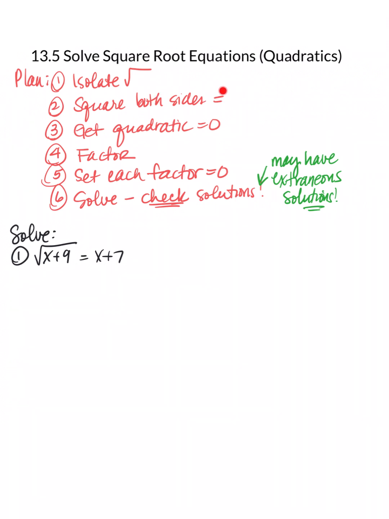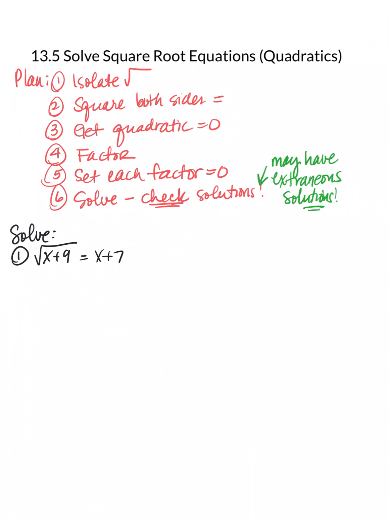Once we square both sides today, we're going to have a quadratic. So when we set that quadratic equal to 0, then we're going to factor it, set each factor equal to 0, and then we're going to have to make sure to check our solutions because we may have extraneous solutions in today's lesson. So it's really important that you check them. So let's just dive in and look at some examples.